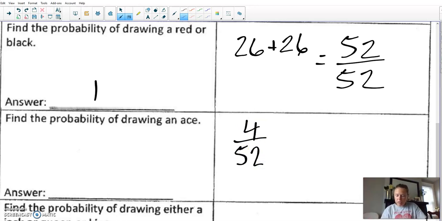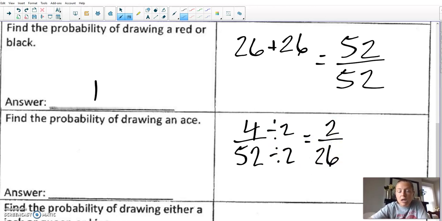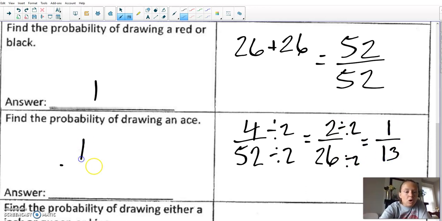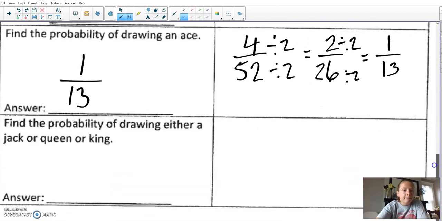Now, since 52 is a little bit of a higher number than we were dealing with on my previous probability video, let's reduce this by just starting with dividing by 2. So 4 divided by 2 is 2. 52 divided by 2 we know is 26. Can I reduce 2 over 26? Yes, they're both even. Divide by 2 again. So we're going to get 1 over 13. 1/13 is your probability of drawing an ace.